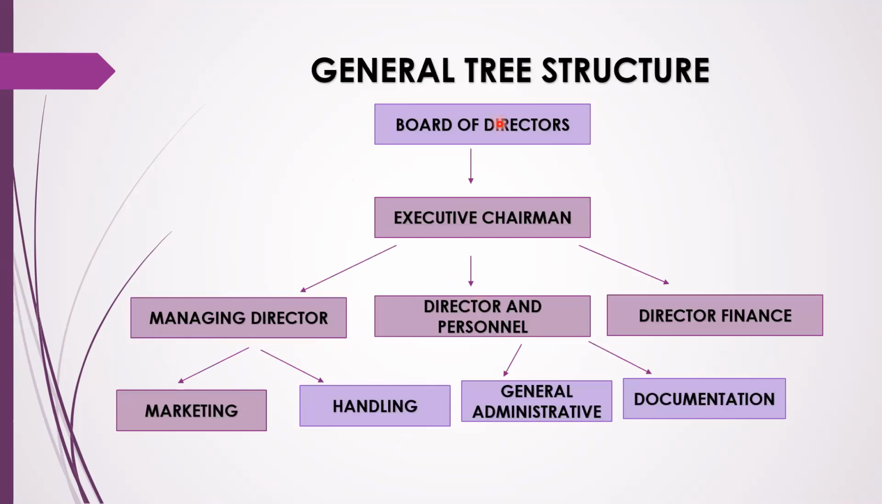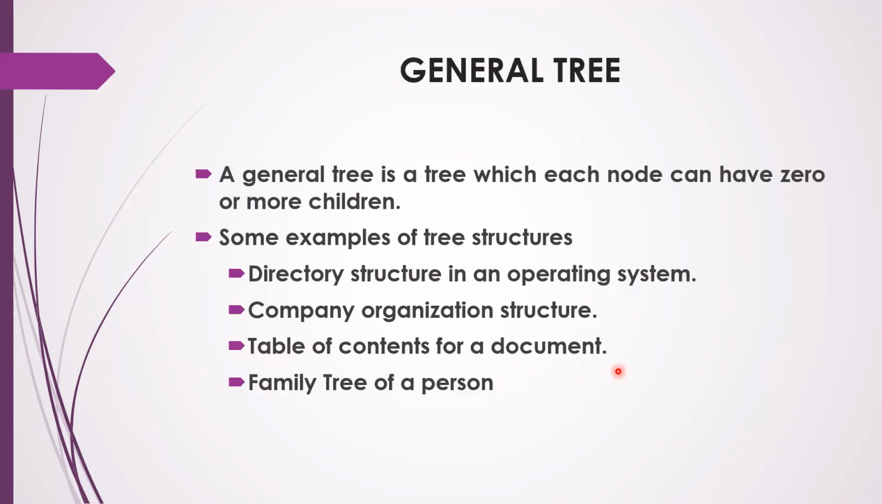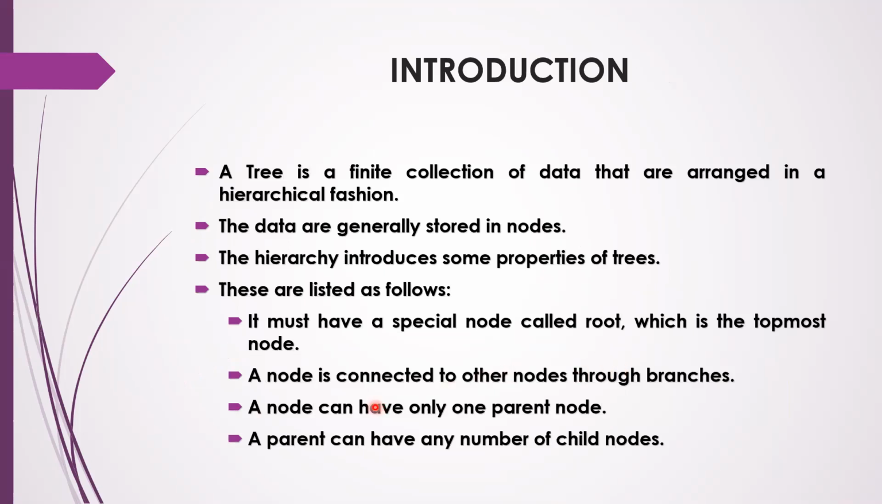So, for example, in a general tree like this, board of directors is a root node. It is connected to an executive chairman with a branch, and the executive chairman is connected to managing director, director of personnel, director of finance through its branches, and managing director to marketing and handling. These are the branches. Director of personnel to general, administrative and documentation. These are the branches. So this is the second property: a node is connected to other nodes through branches.